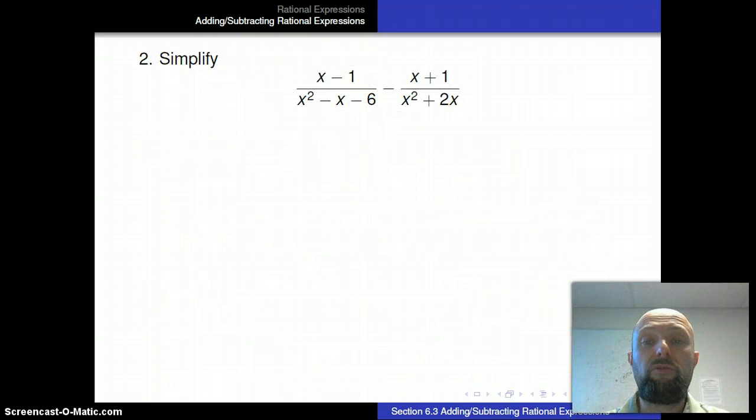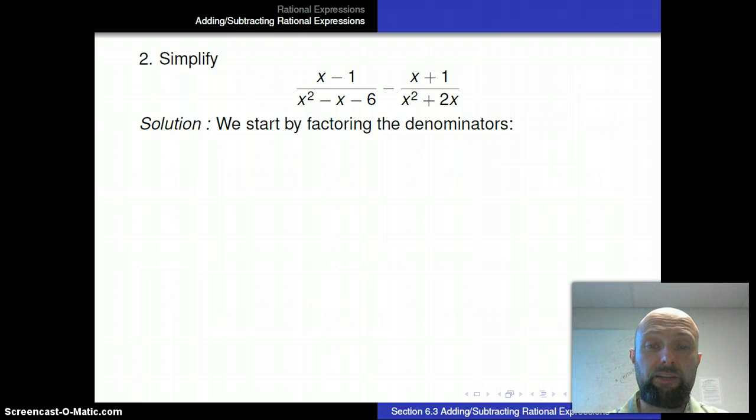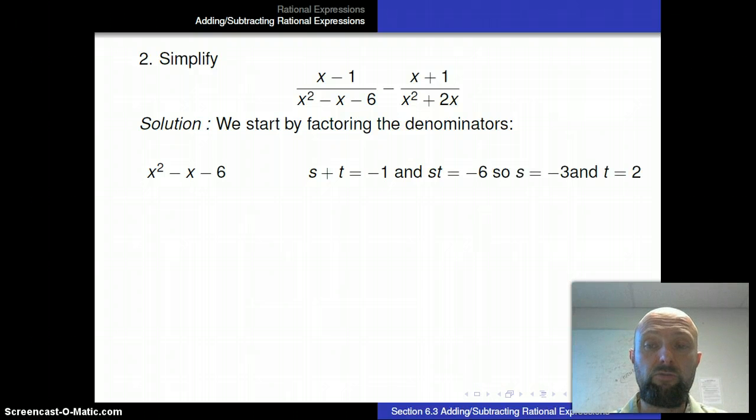Example 2. Simplify the following subtraction. We start by factoring the denominators. For x squared minus x minus 6, our method says that we are looking for two numbers whose sum is negative 1 and whose product is negative 6. We see that negative 3 and 2 work. Negative 3 plus 2 is negative 1, and negative 3 times 2 is negative 6. So we can immediately factor as x minus 3 times x plus 2.